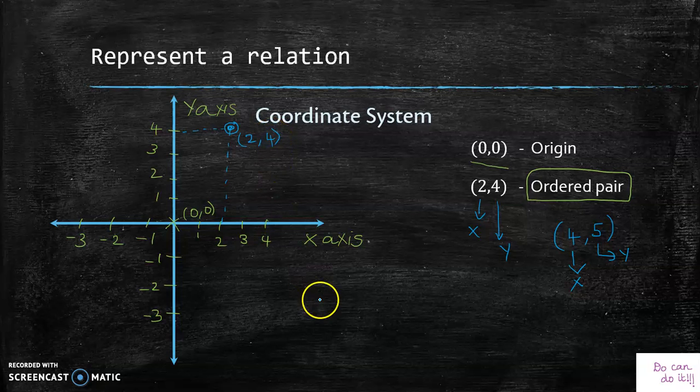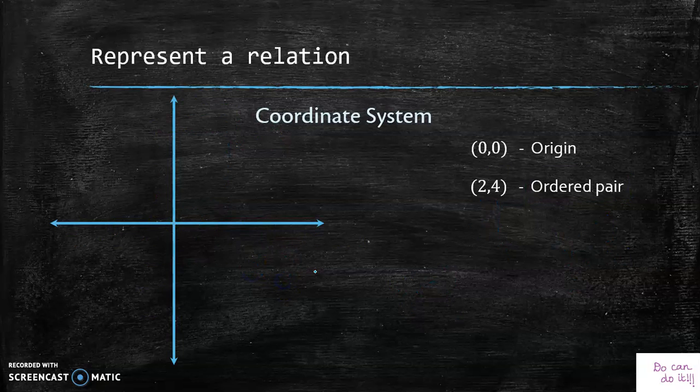So now if I say you to plot 2, negative 1. How do you plot it? The first one is x, the second one is y. So the second one is negative, right? So we will come downwards, 2, negative 1. So this is your ordered pair, 2, negative 1. I hope this is giving you a better understanding of ordered pair.